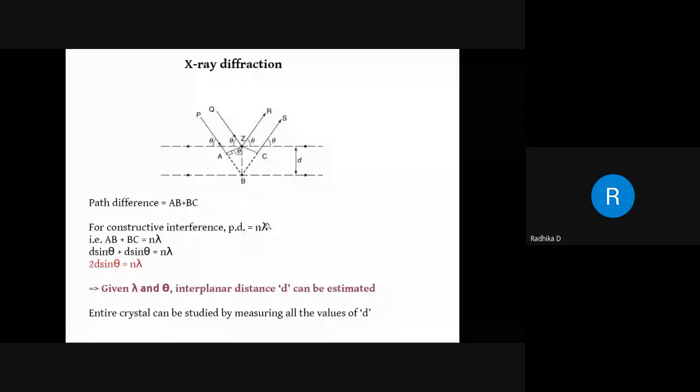Now, what was this path difference? That is AB plus BC. What is AB plus BC? You already know, d sin theta. AB is d sin theta. BC is also d sin theta. That means I get d sin theta plus d sin theta is equal to n lambda, or 2d sin theta is equal to n lambda.